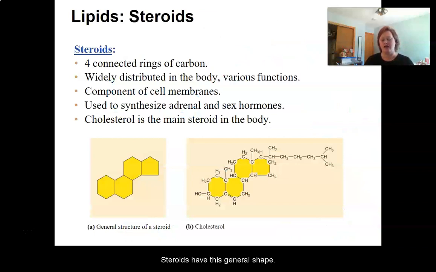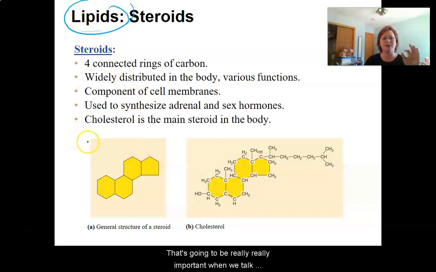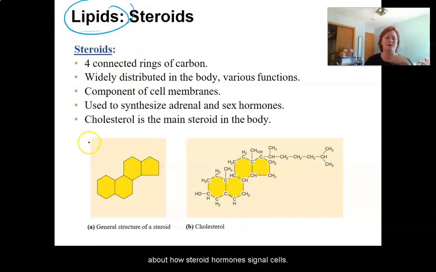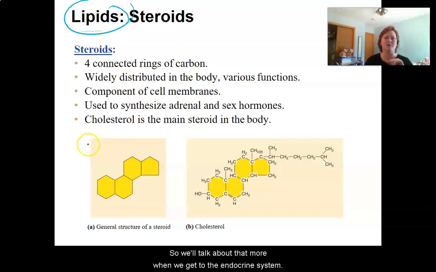Steroids have this general shape. They kind of have these little blocks that are all linked together. What I really want you to know about steroids is this. I want you to know that they're lipids, which means they're hydrophobic. They don't like water. That's going to be really, really important when we talk about how steroid hormones signal cells. So we'll talk about that more when we get to the endocrine system.